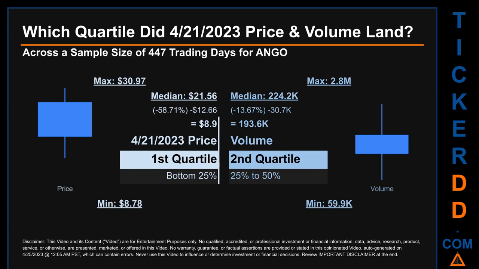Descriptively, ANGO has a median price of $21.56. Therefore, April 21, 2023 price was lower from that middle marker by 58.71%. The day's volume of 193.6 thousand was less than the median by 13.67%.